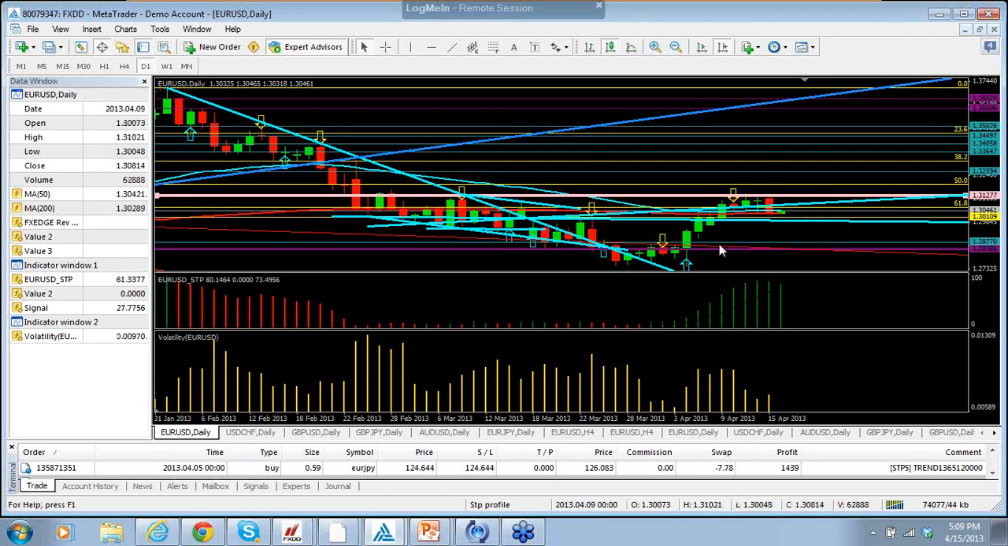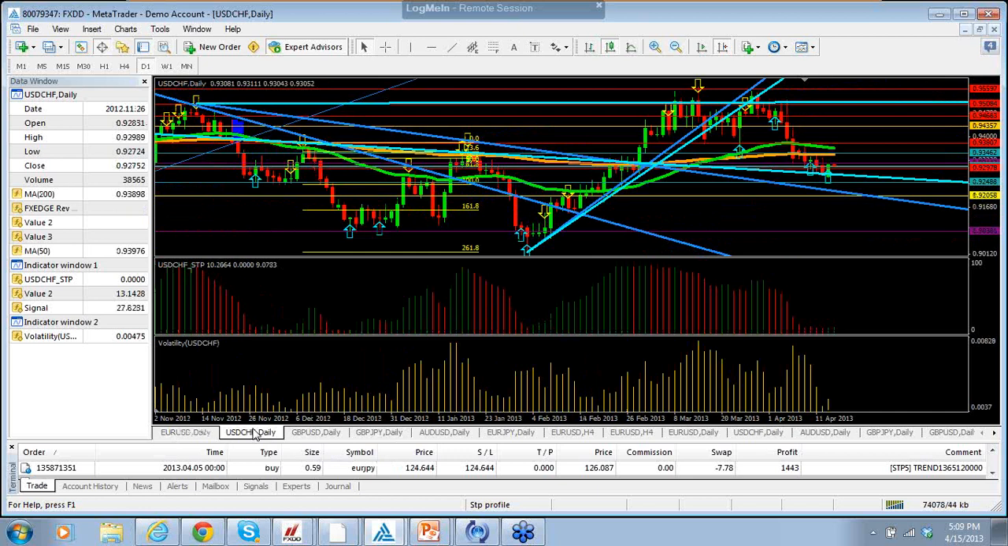Okay, and that's what's going on in the euro dollar. There's really nothing else to say about that because there's nothing going on there. We don't have a trade as far as the STP is concerned. Dollar Swiss, same thing. You can see that it's bouncing off of this area of support and resistance.